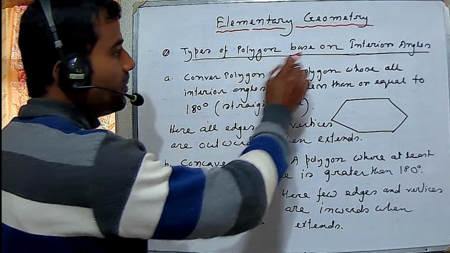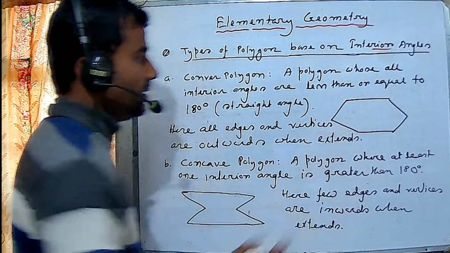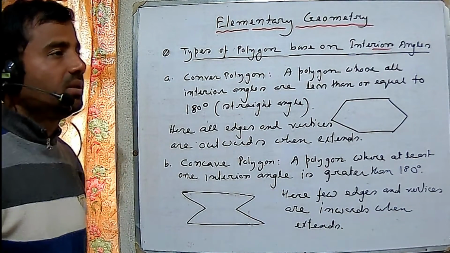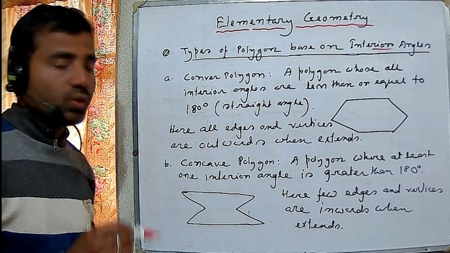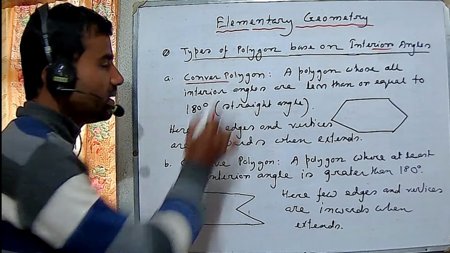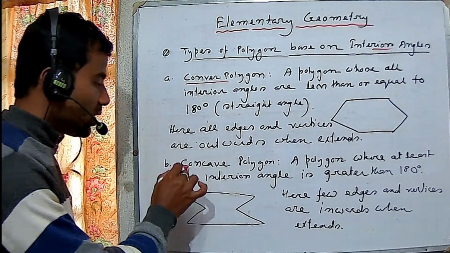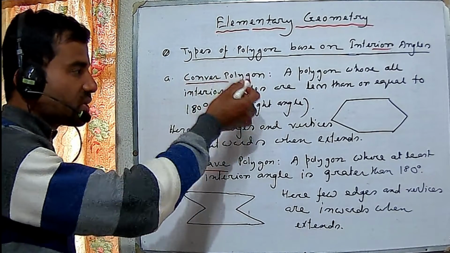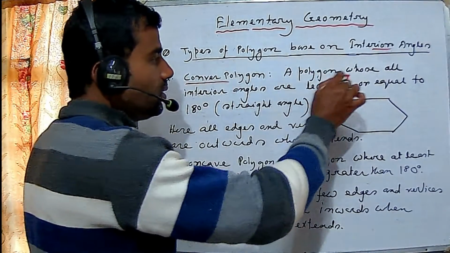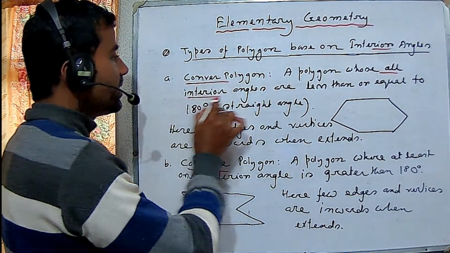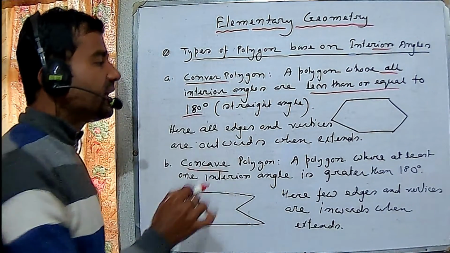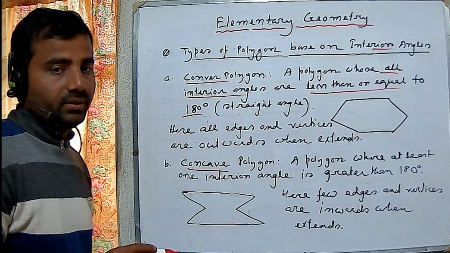Types of polygon based on interior angle. Depending upon interior angle, polygons are classified into two. One is convex polygon and another is concave polygon. Now we are about to discuss the convex polygon, a polygon whose interior angles are all less than or equal to 180 degrees, or a straight line.